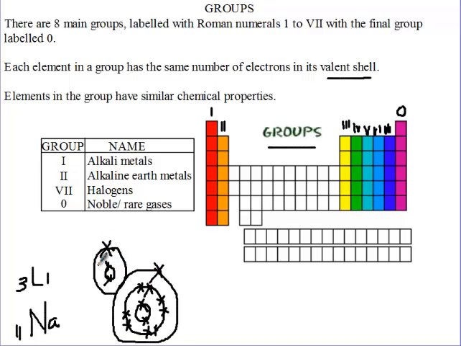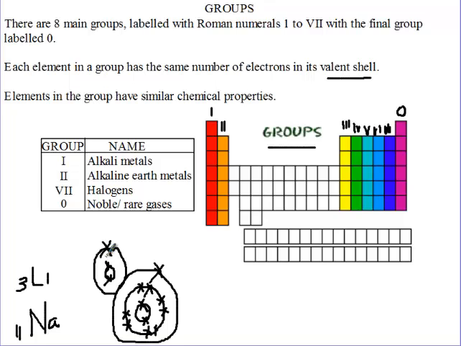When you take lithium, lithium's outermost shell has 1 electron. Sodium's outermost shell has 1 electron. So elements in a group, each element in a group has the same number of electrons in its valence or outermost shell. Now, this makes the elements share similar chemical properties.